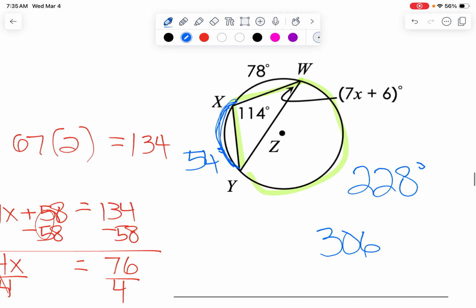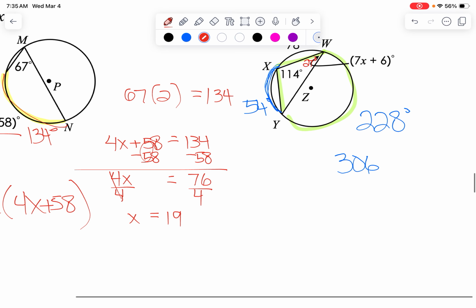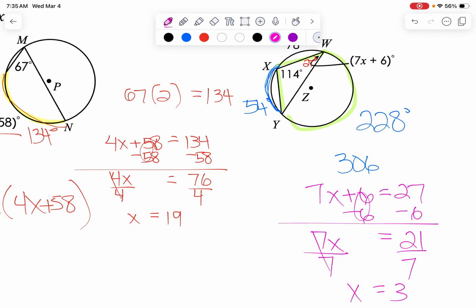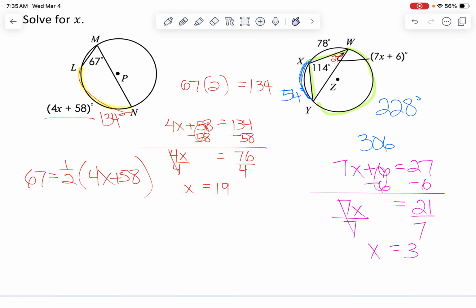Okay, so now that means in here, this is half of that, 27 degrees. So now I can say 7x plus 6 equals 27, and just solve. Okay, so x is 3. There we go. Hopefully that's making some sense for you.